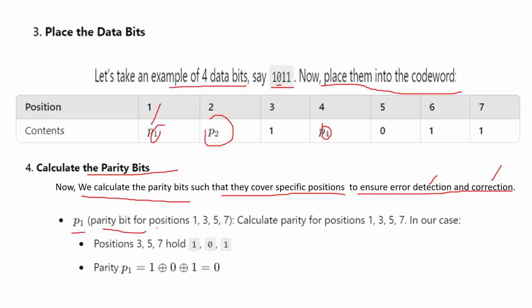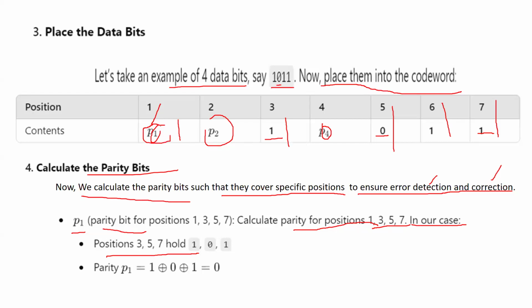The parity bit positions are 1, 3, 5 and 7. Only 4 data bits we need, right? In our case, we take the positions 3, 5, 7. So we have to hold 3, 5 and 7, which are 1, 0, 1. So here we need to know the value of the parity bit.